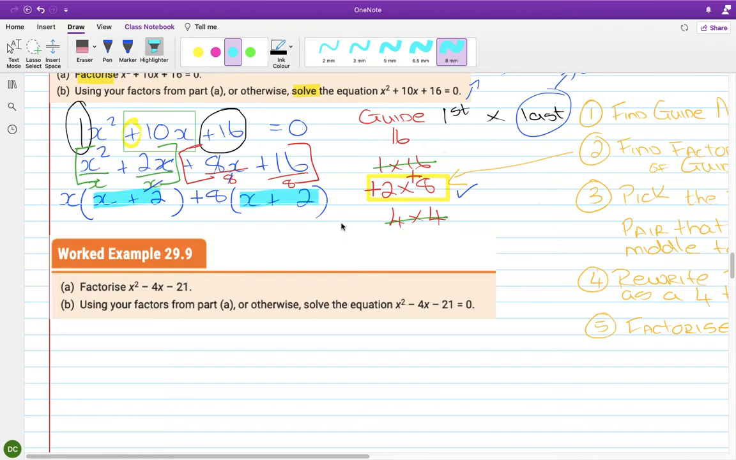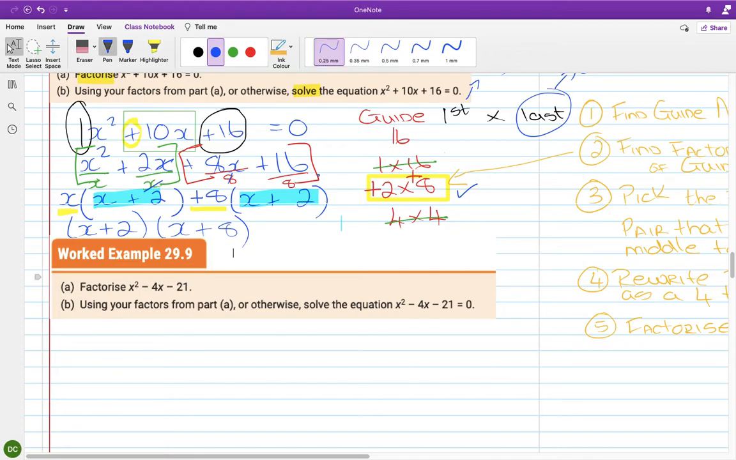Sorry. So you need those two to match. If they do, you write down the matching brackets and you write down the spares. So the spares are here and here, and they go in their own bracket, x plus 8. And that's it. They're your answers. So they are your factors. Yeah, so that's the answer to part A.